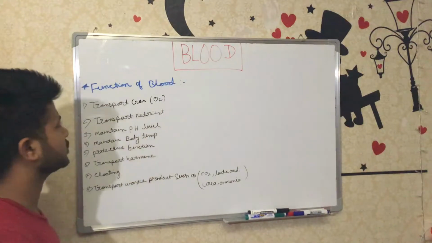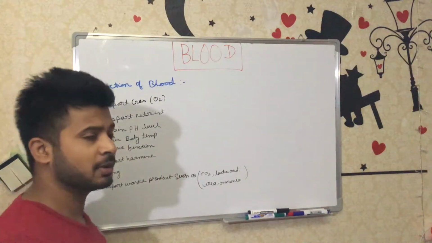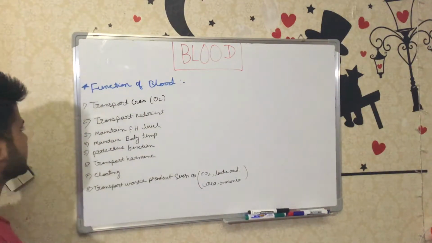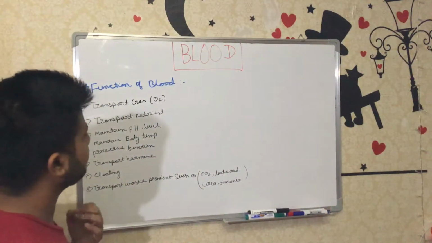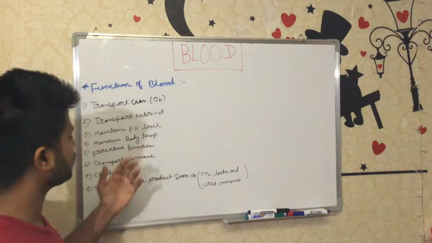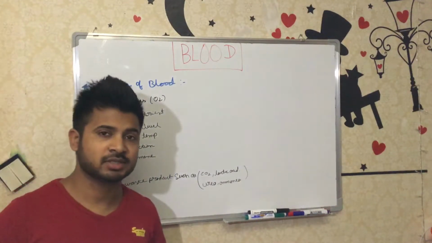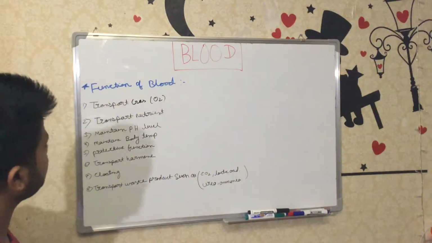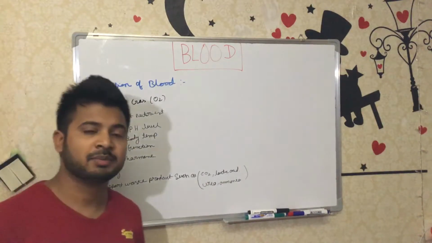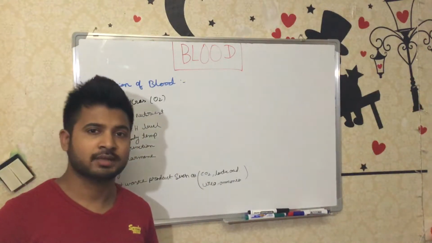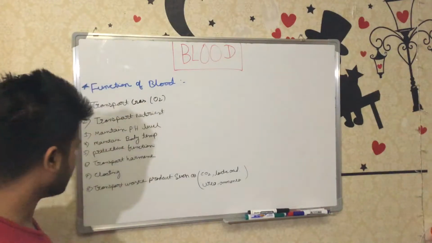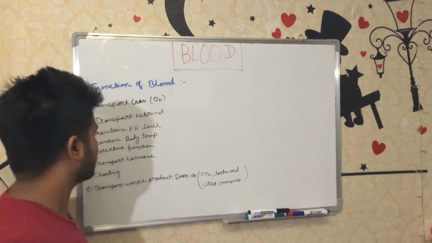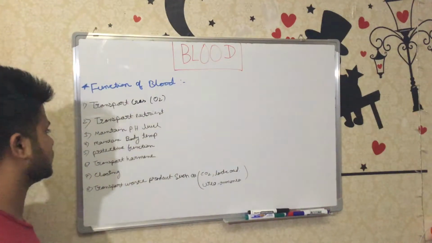So what are the functions of the blood? There are a lot of functions, but we have to discuss the very important ones. The first function is the transport of gas: it transports oxygen as well as waste products like carbon dioxide and other waste. Next is the transport of nutrients, meaning for nourishment. It can be vitamins, hormones and so on, all types of nutrients. Then maintaining the pH level, which is also very important. Then maintaining the body temperature.